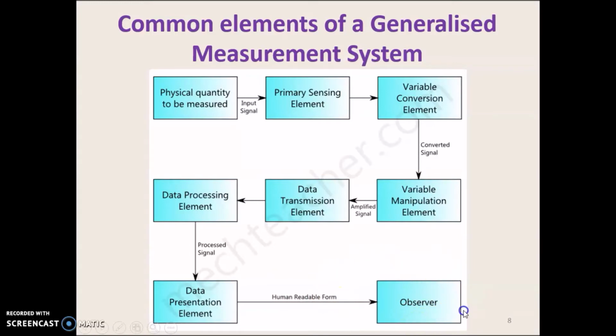If it is an analog form, it is going to show it as an analog. If it is a digital form, it is going to show it as the value of numbers. This is how this transmission happens.